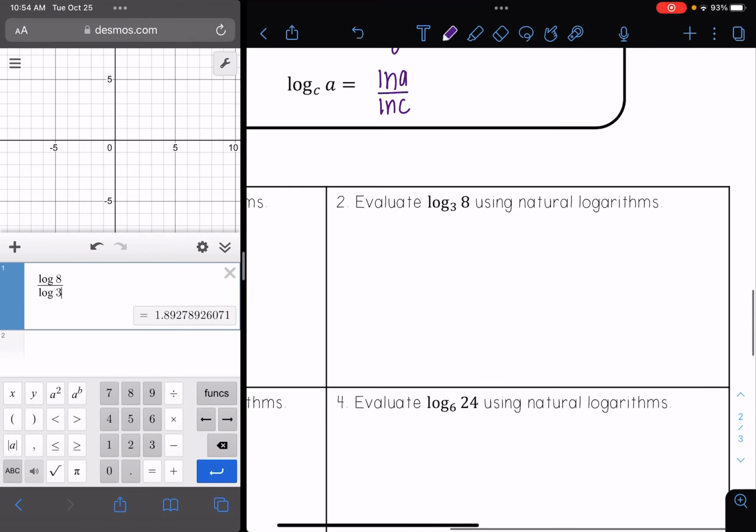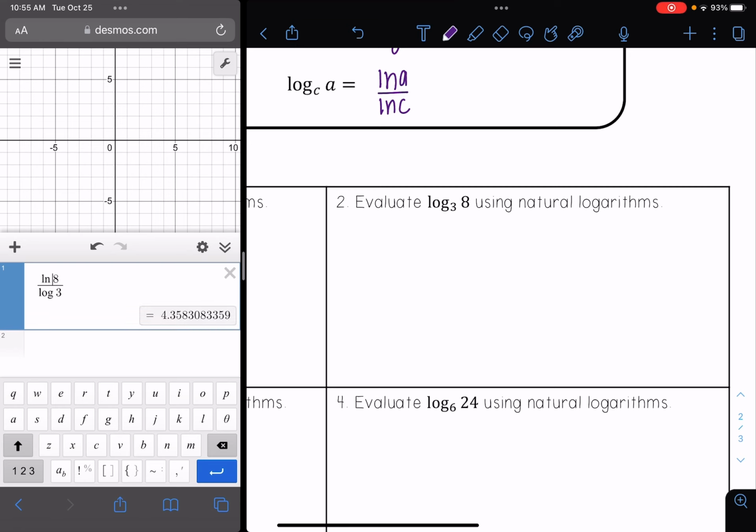Okay, now to see that these are just going to be equal, so we can use either one. We're going to evaluate the same log, but we're going to use natural logarithms. So I want to change this log to say natural log. And when I do that, I get the same answer. So natural log of 8 over natural log of 3, and I get 1.893, just like I got for number 1.